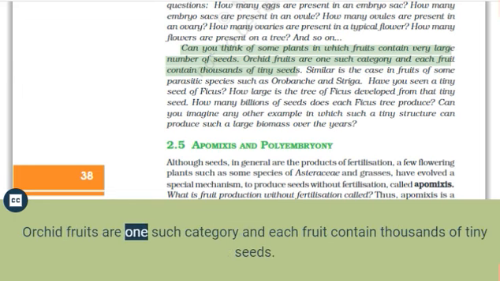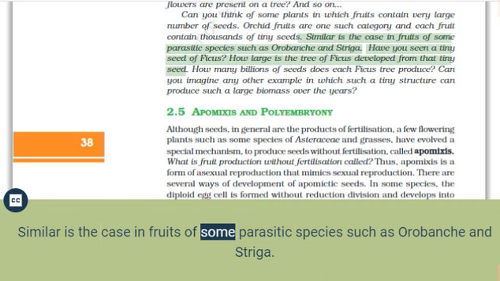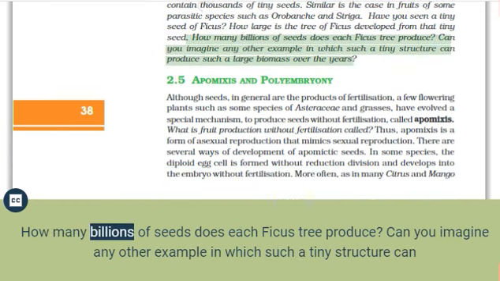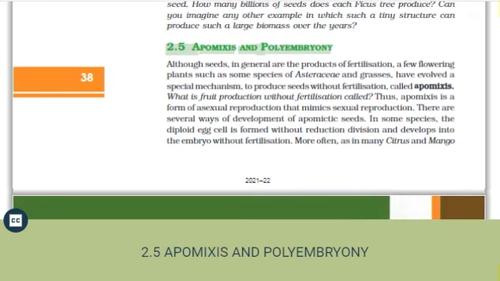Orchid fruits are one such category, and each fruit contains thousands of tiny seeds. Similar is the case in fruits of some parasitic species such as Orobanche and Striga. Have you seen a tiny seed of ficus? How large is the tree of ficus developed from that tiny seed? How many billions of seeds does each ficus tree produce? Can you imagine any other example in which such a tiny structure can produce such a large biomass over the years?